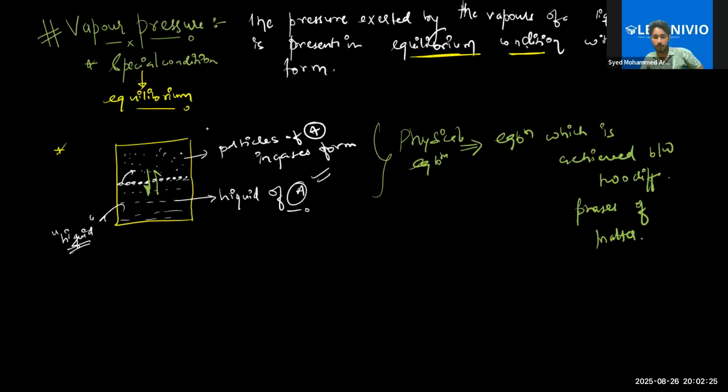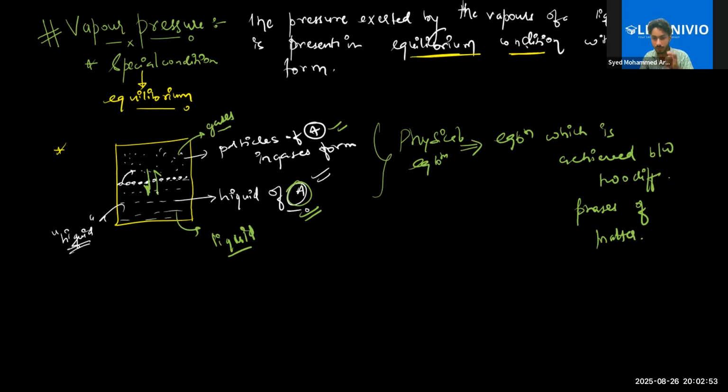So phases of matter means that one will be in a gaseous phase and the other will be in liquid phase. So these are the two different phases of matter, and the compound would be the same. The particles in the vapor phase are A and the particles in the liquid phase are A. So basically the two phases are there in the container. So this is the equilibrium condition that is achieved.